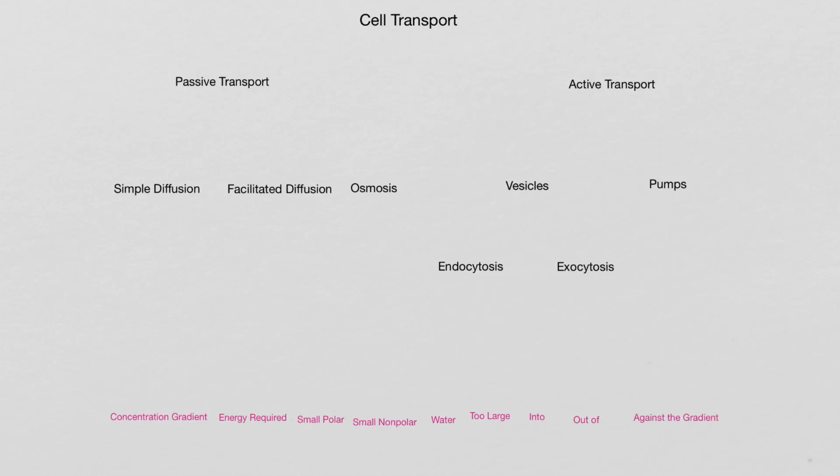Okay, so starting out, right here we have cell transport, and it can go two different ways. Now, number one, you can either have passive transport or you can have active transport. The reason that it would be called passive transport is because we would have something called a concentration gradient. A concentration gradient is where you have a really, really high concentration in one area and a really low concentration in the other area.